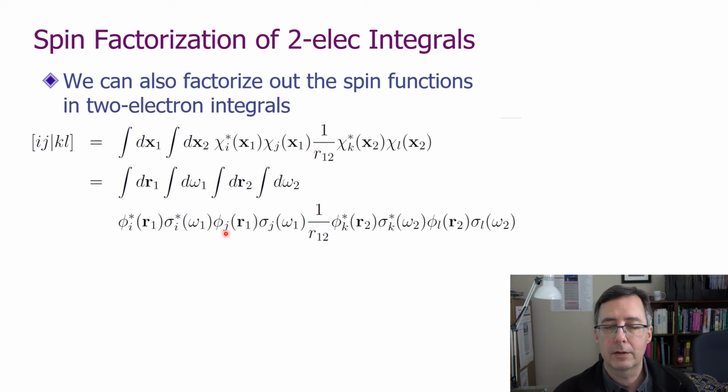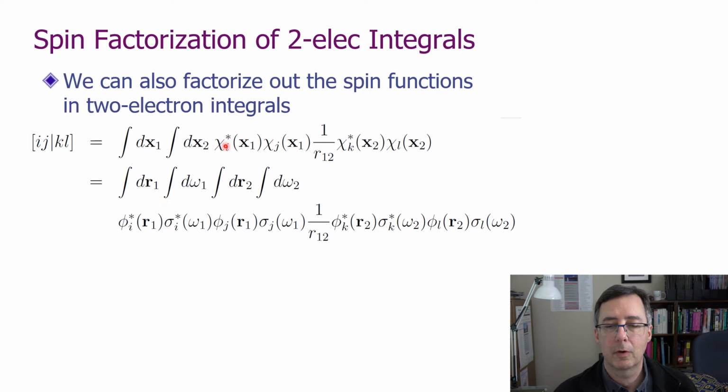And then chi k star of x2 turns into a product of a spatial part and spin part with k's on them. And then l turns into a spatial part times a spin part. So although this is kind of a long expression, what I did was very, very simple. I just wrote a chi in terms of phi times a sigma.